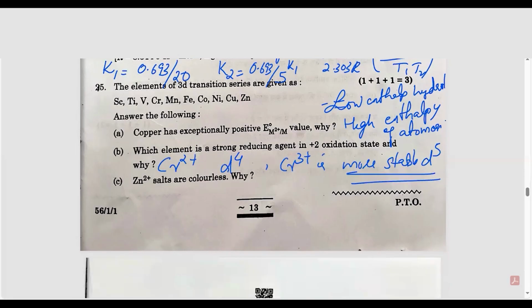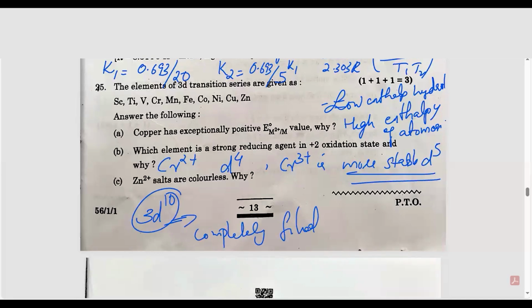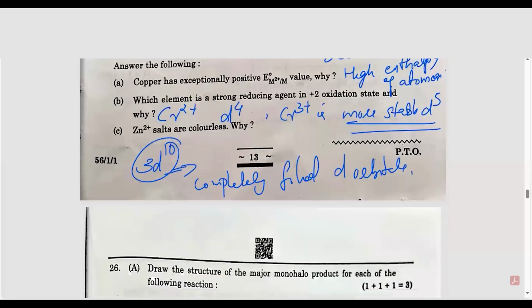Zinc is also colorless. Zn2+ means 3d10, completely filled d orbitals. That is why. Okay, move to the next question.